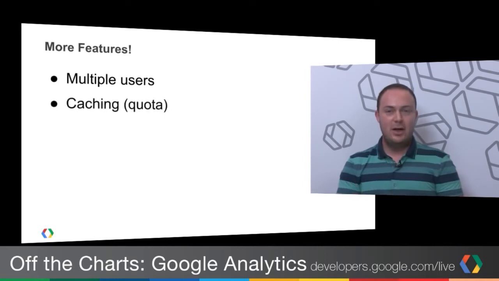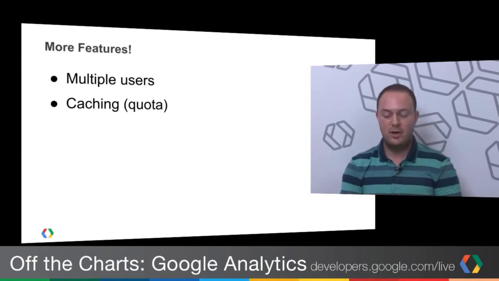Because of the caching, this is a huge thing. You're going to save a lot of quota. If you have a lot of visitors, it's going to scale nicely for you because you're not going to have to hit the Google Analytics API service for each request. You can rely on the proxy to take care of that for you.